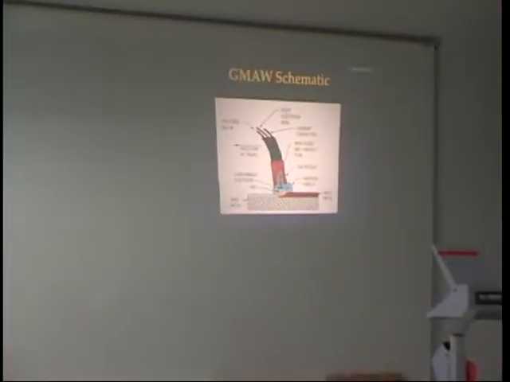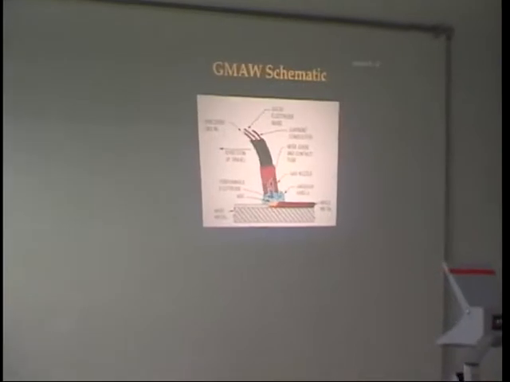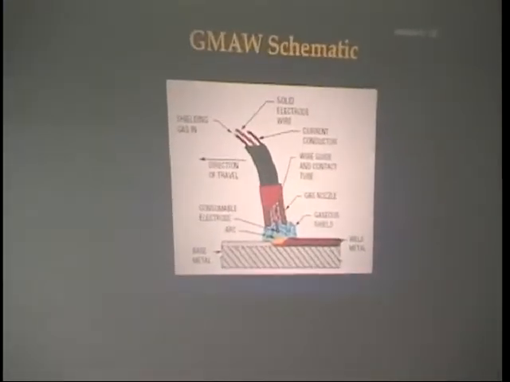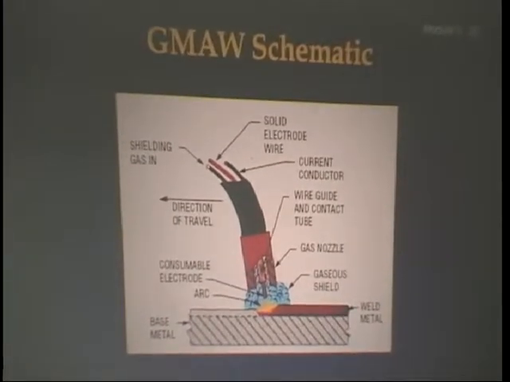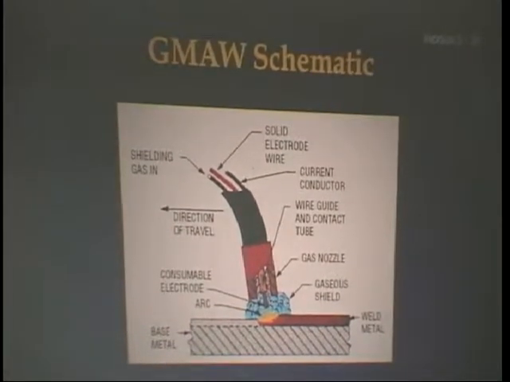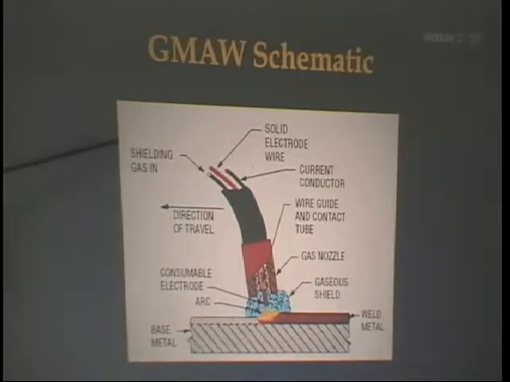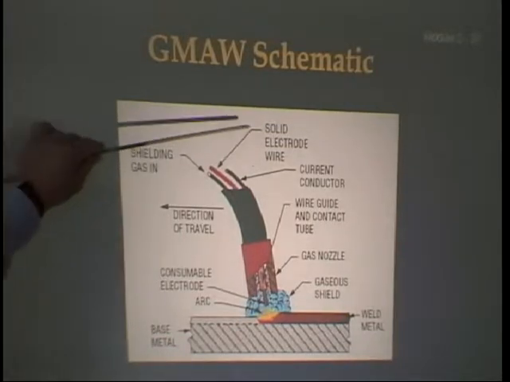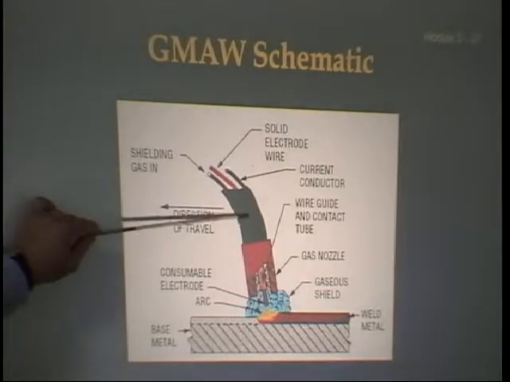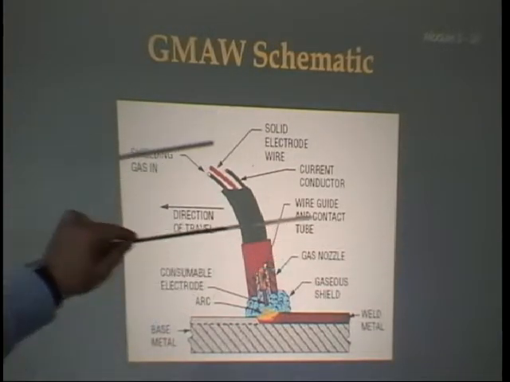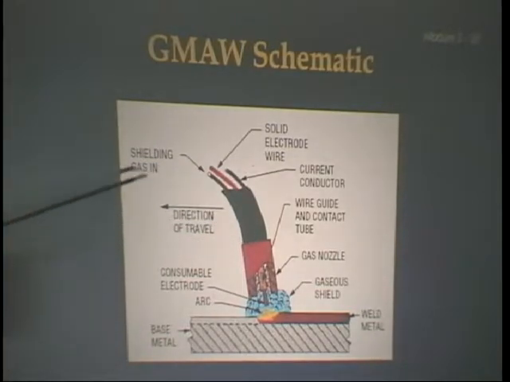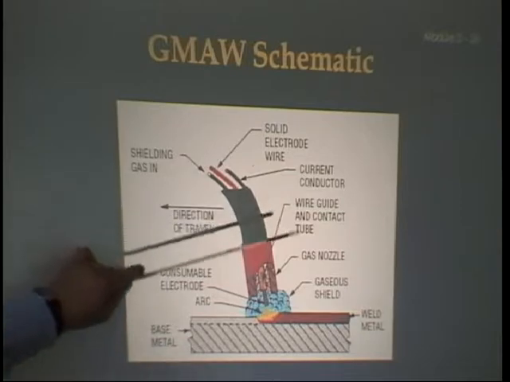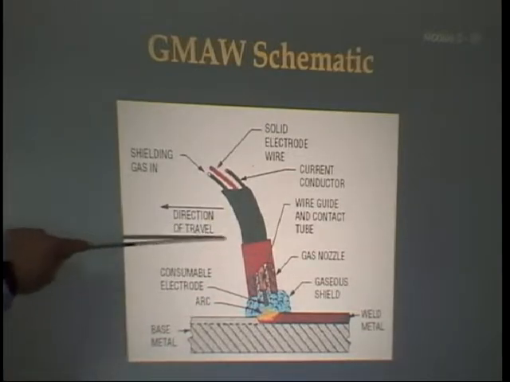Now here on the board is a schematic of a gas metal arc welding system. It's similar to figure 21.3 on page 749 in your textbook, but I like this one better because it shows more. Here we have a shielding gas in with a solid wire. When you're doing gas metal arc or MIG, it's a solid wire, not a tubular wire. We'll get to the tubular wire in a bit. And then you have a current conductor, shielding gas, so you have three things coming in. And direction of travel, he's pulling this along like so.